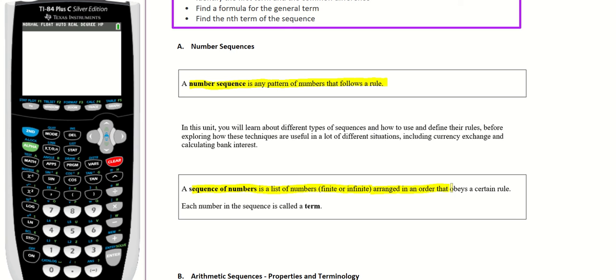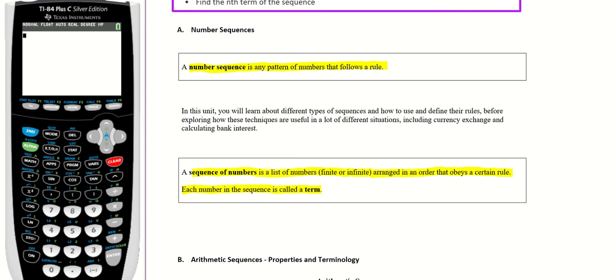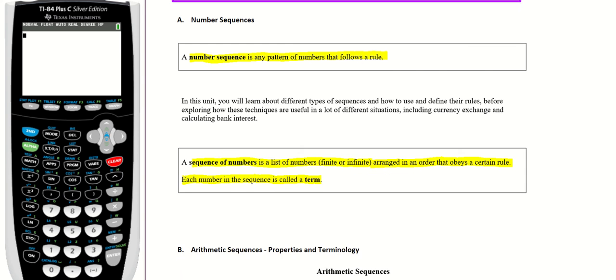And that list is arranged in an order that obeys a certain rule. Each number in the sequence is called a term. So terminology is going to be really important for this. So that's very general, just about sequences and their properties.